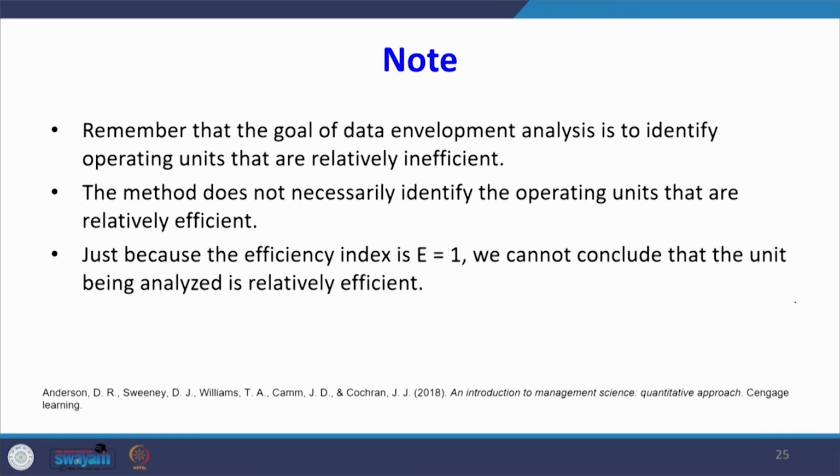A very important point you should remember is that the goal of data envelopment analysis is to identify the operating units that are relatively inefficient. This method does not necessarily identify the operating units that are relatively efficient. So, what is the meaning? Just because the efficiency index E equals 1, we cannot conclude that the unit being analyzed is relatively efficient. The focus here is more on identifying which units, meaning decision making units, they call it DMU, are inefficient.